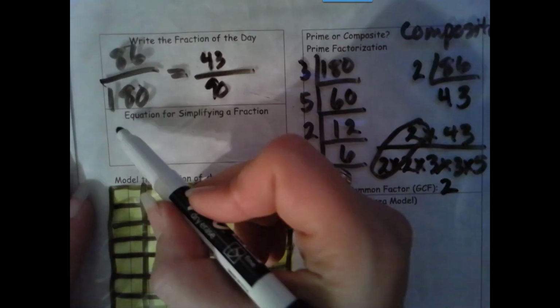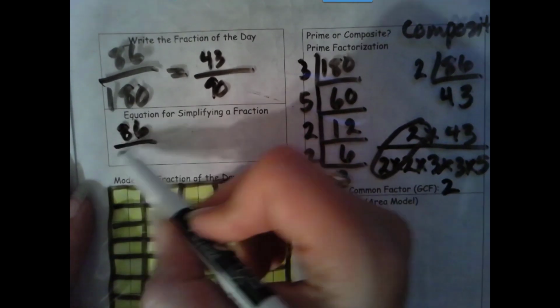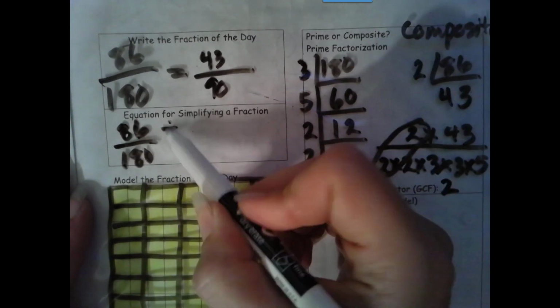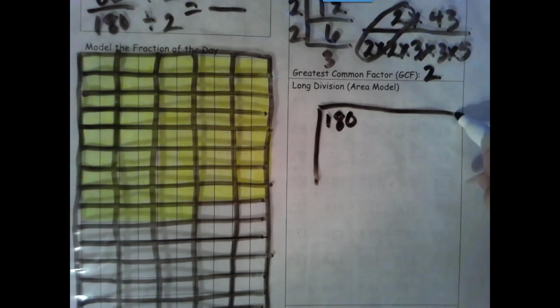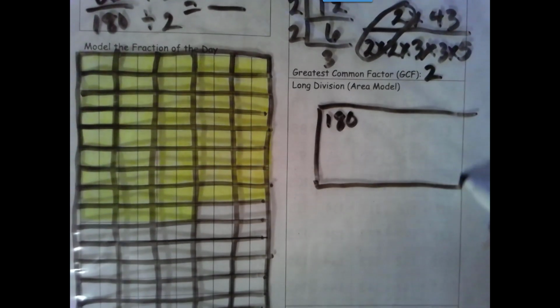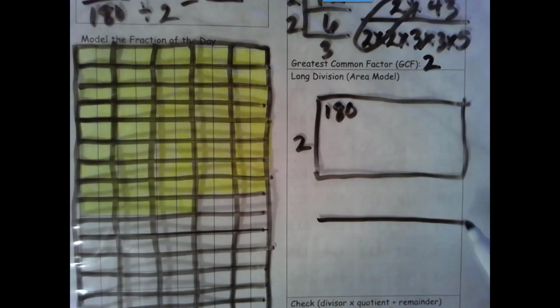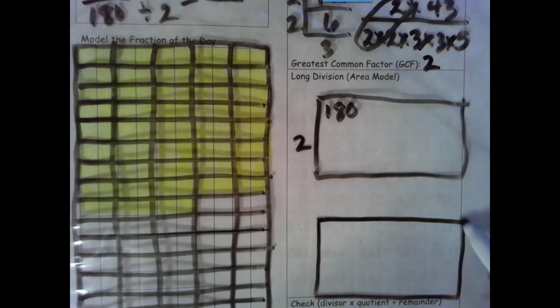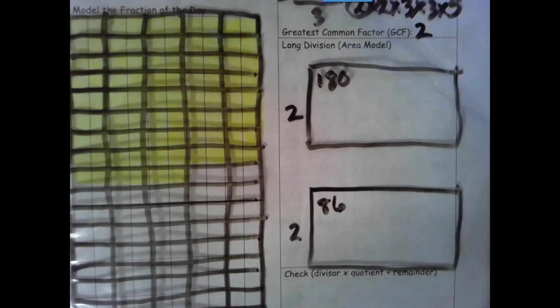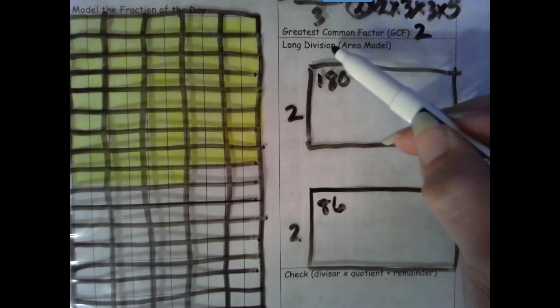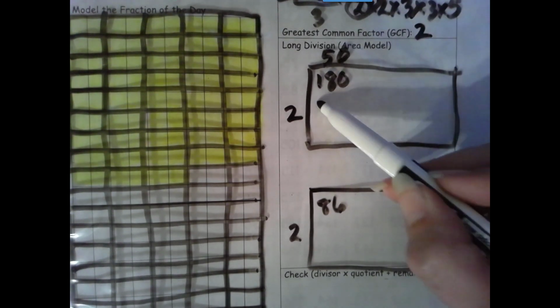Okay, so now that I've done my division with my model, let's go ahead and divide using our algorithm. I'm going to divide by our greatest common factor. So 180 divided into groups of 2 and 86 divided into groups of 2. Alright, I know that 50 times 2 is 100.